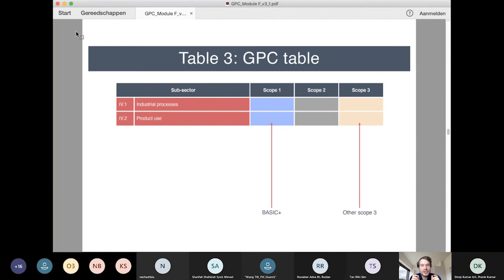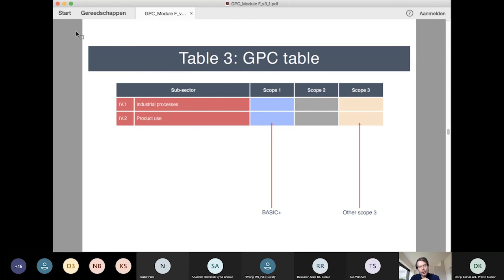And remember, this is basic plus. In basic plus, we can use NE, not estimated, because it's not a mandatory source. For a mandatory source, we can't use NE because we have to estimate those emissions. But because this is basic plus, we can use NE. So for 4.1, we'll just simply put NE. Same for scope 3, we'll put NE. For product use, we have not estimated those.